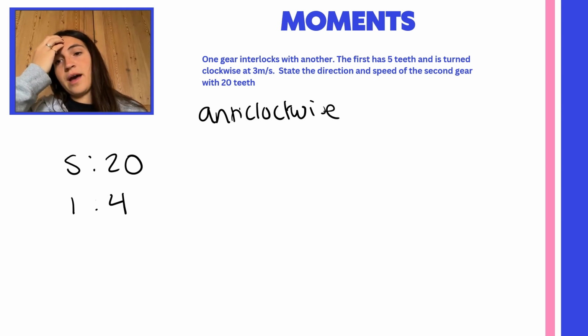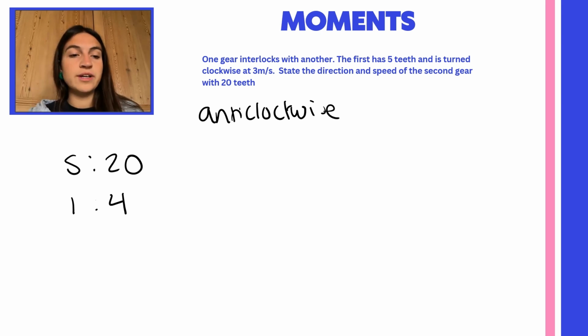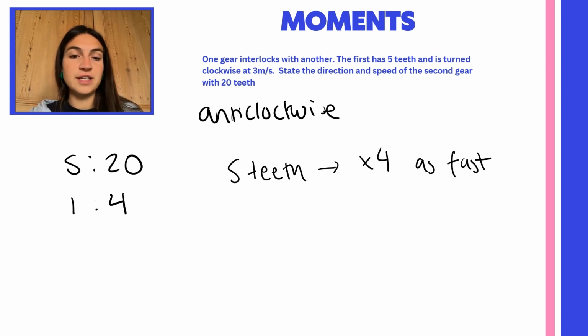Okay, now what does this ratio tell me, this 1 to 4? Well, what it tells me is the small gear, i.e. my 5 teeth one, is having to move 4 times as fast as the 20 teeth one. So I've got 1 to 4. It's the same ratio for their speeds, but the other way round. It's your 5 tooth one which is moving 4 times as fast.